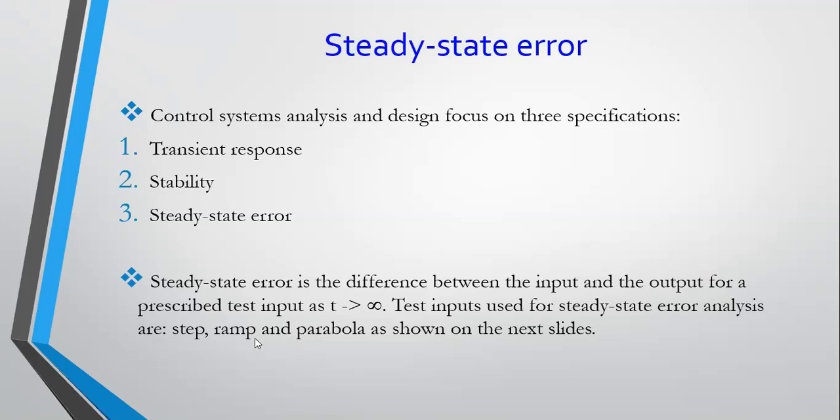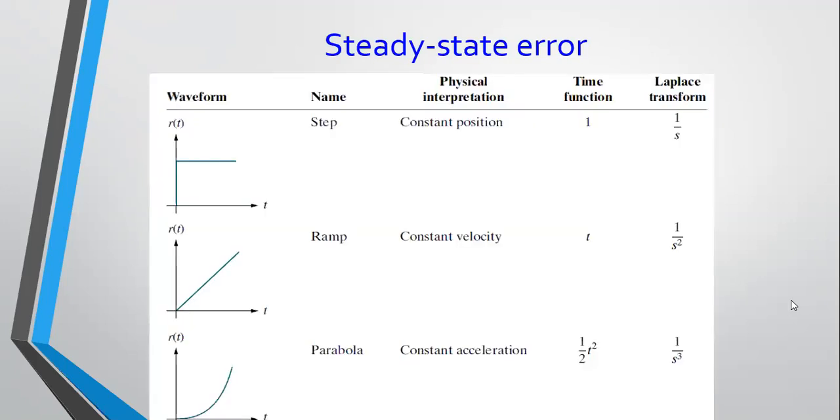Three types of inputs are to be considered: step, ramp, and parabola. Why these three inputs? These are the waveforms for the three inputs: step, ramp, and parabola. What is the physical meaning of choosing a step? This input tests how the system is able to cope with tracking position. If you want to assess the ability of a control system to track the position of a given system, you're going to use a test input, which is a step.